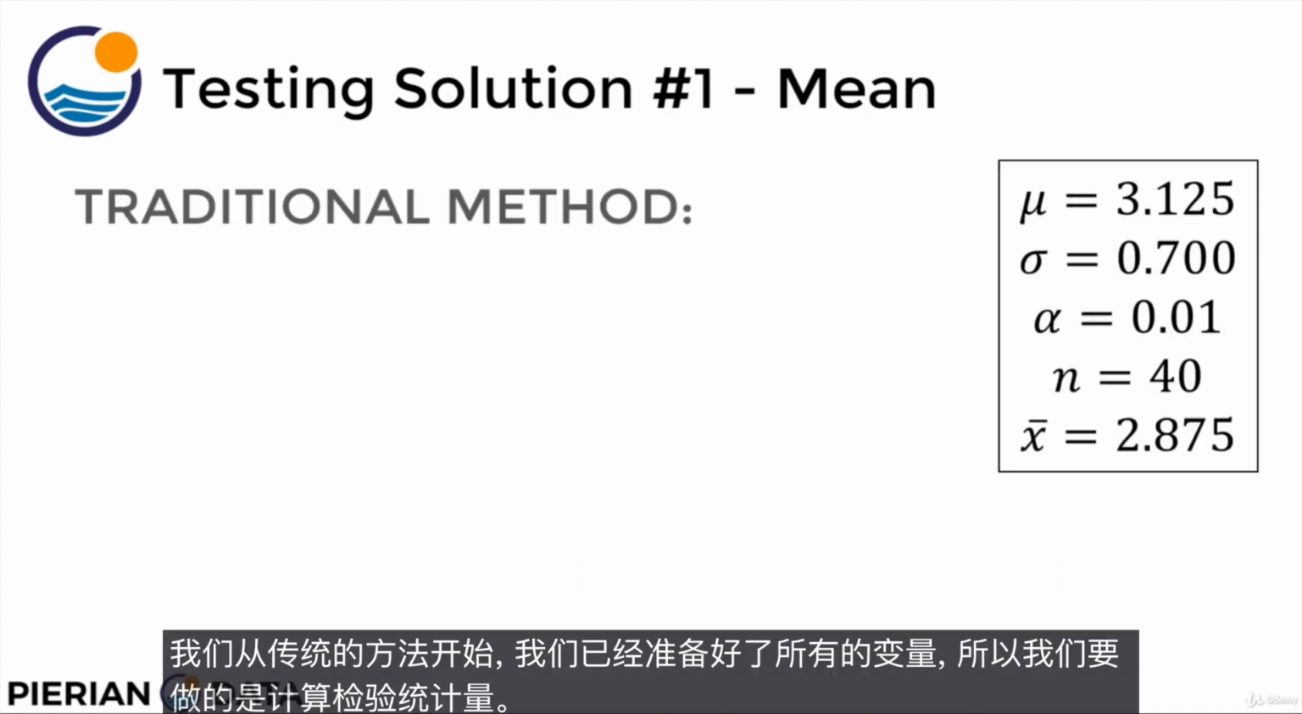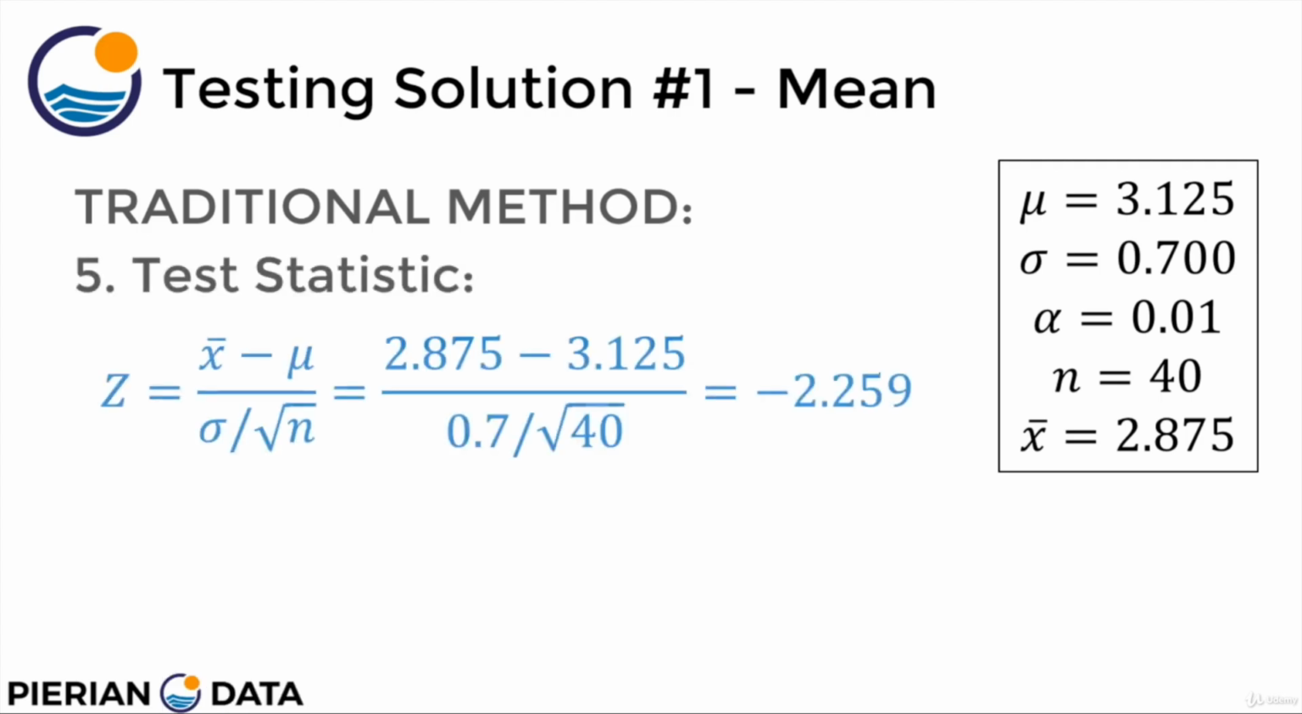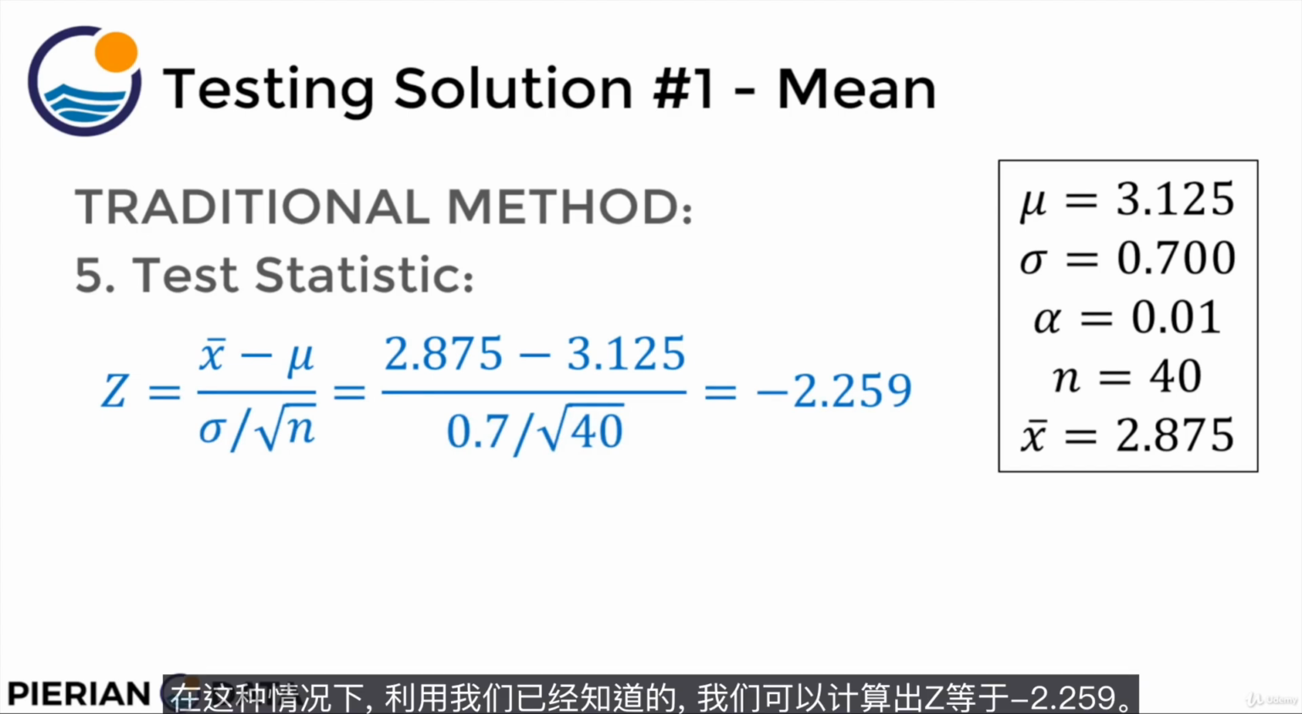So we'll start off with the traditional method. We have all our variables ready to go. So what we're going to do is calculate the test statistic. So in this case, using what we already know, we can calculate z is equal to negative 2.259.